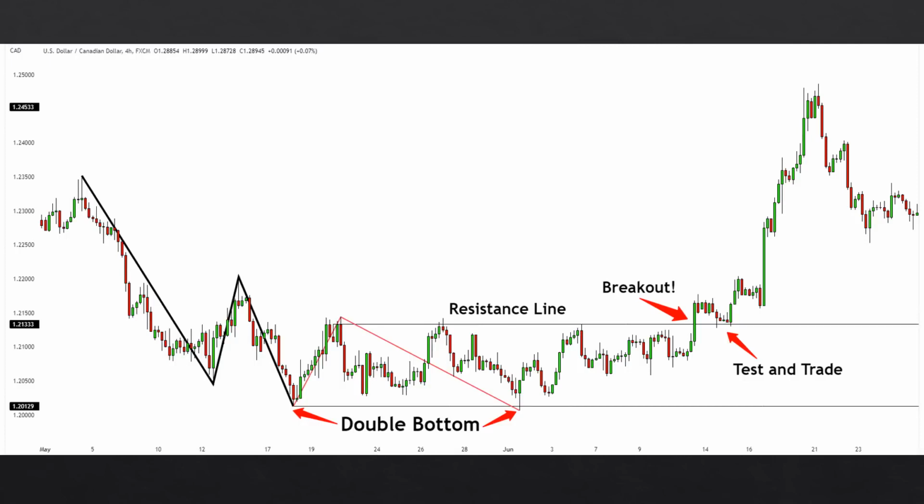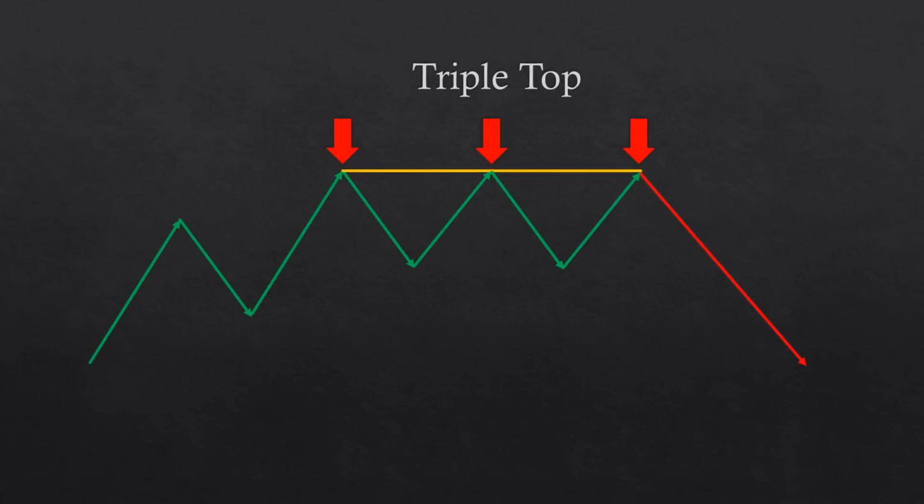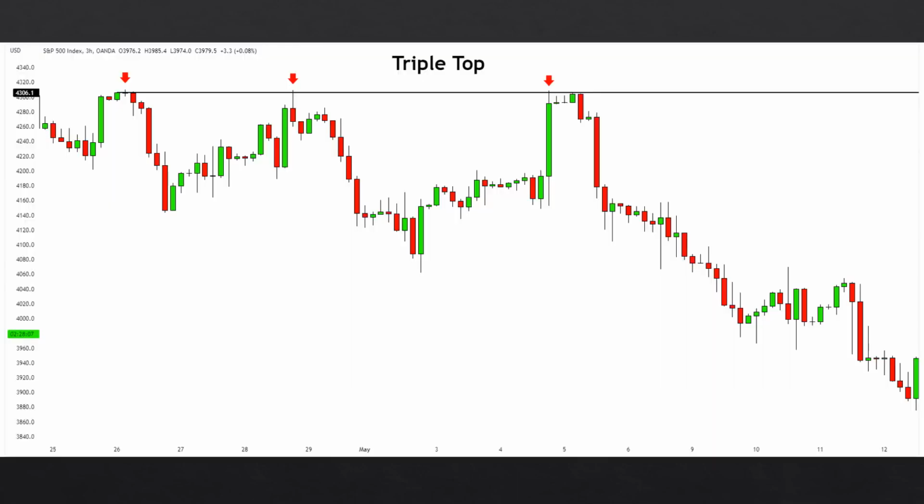The bearish version works in the exact same way, but everything is upside down, and it's called a double top. Let me show you a variation of the double top called triple top, which is the same pattern, but price attempts to surpass a certain level 3 times instead of 2 like in the double bottom or double top. In this chart, you can see a double top formation that ends up becoming a triple top formation.